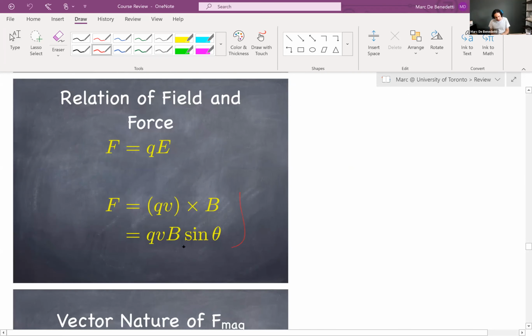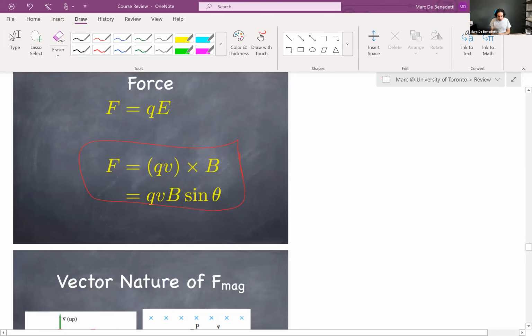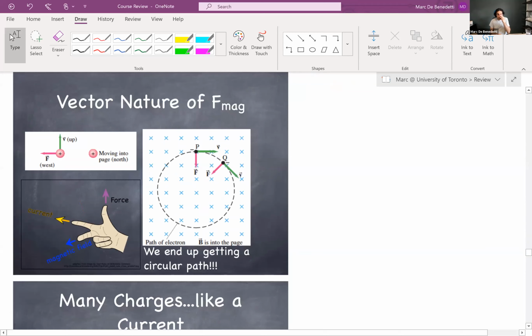So here we are with qvB. I jumped the gun a little bit. There's qvB. We talked about the path of a moving charged particle in a magnetic field. If you have a charged particle in an electric field, it will just move linearly because the force is just a repulsive force or an attractive force. So it's a linear acceleration.